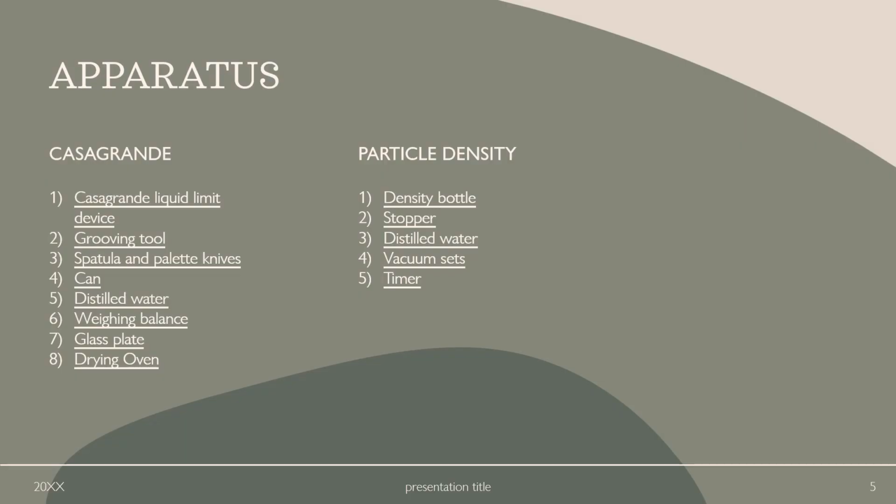Methodology. Two experiments were carried out, which are Casagrande and particle density. The apparatus I used for Casagrande are the Casagrande liquid limit device, grooving tool, spatula, palette knives, can, distilled water, weighing balance, glass plate, and drying oven. Next, for particle density, I used a density bottle, stopper, distilled water, vacuum set, and timer.